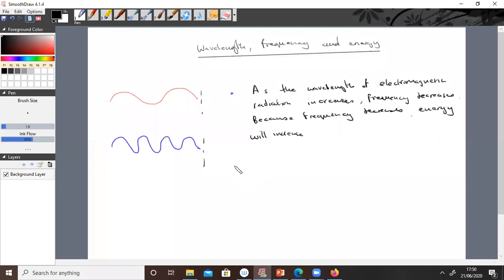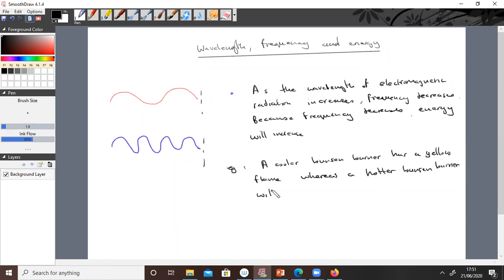So our example is going to be the Bunsen burner, for example. A cooler Bunsen burner has a yellow flame, whereas a hotter Bunsen burner will possess a blue flame. How can we link this to what we've learned?